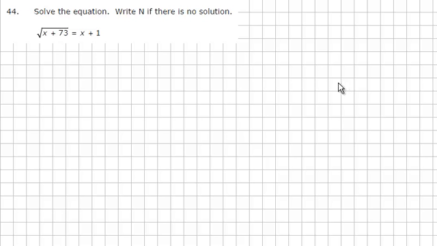Solve the equation the square root of x plus 73 is equal to x plus 1. This is called a radical equation because the variable x is underneath of a radical symbol. So the strategy is to isolate the radical expression, which is already done, and then raise both sides of the equation to the power that is equal to the index of the radical. In this case, our radical is a square root, and so we will square both sides to begin.